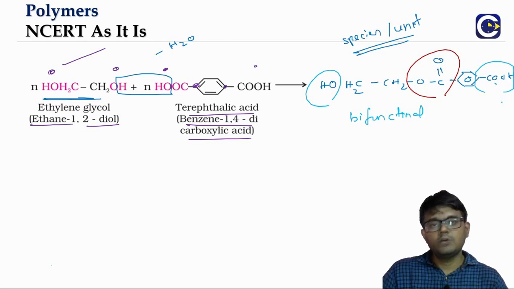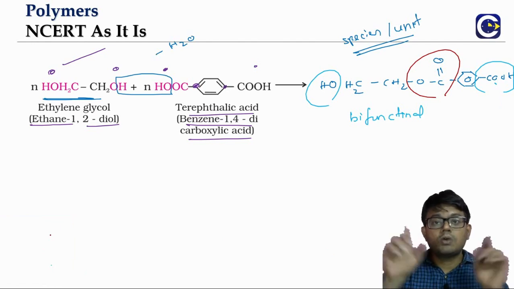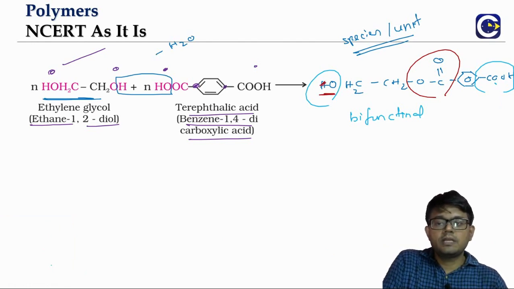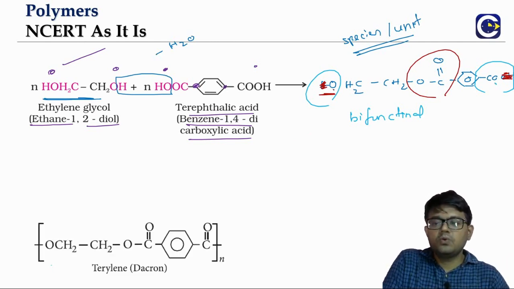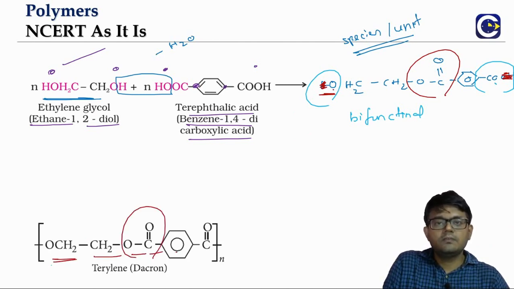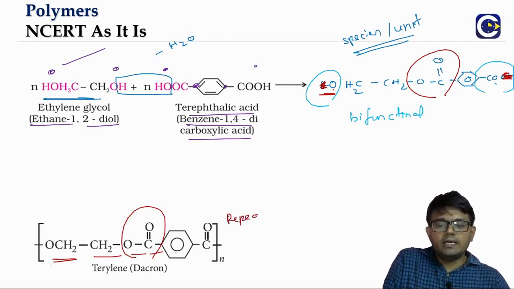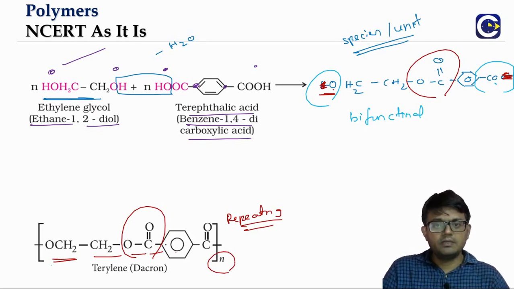Now, when we want to obtain the overall structure, the alcohol group undergoing condensation means hydrogen will be removed, and the acid undergoing condensation means OH will be removed. Just remove those two and write as it is. So OCH2, CH2OCO, the ester part, benzene ring, then CO. This will be the repeating unit, and if you put it within parentheses and indicate n, that will be the structure of the polymer, terylene or dacron, that's it.